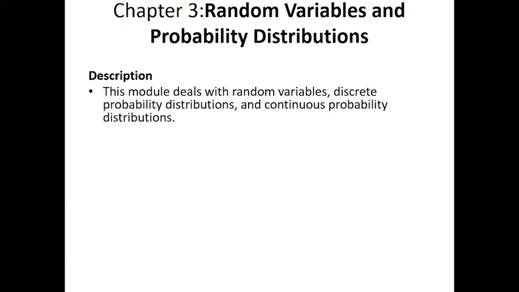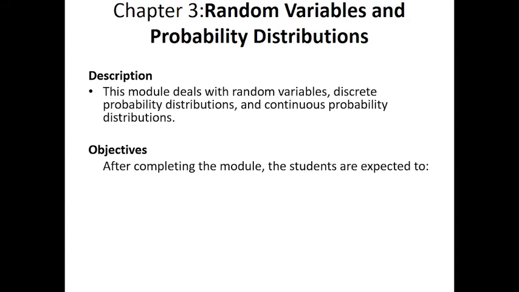For chapter 2, I have already introduced probability and probability rules. So you already have an idea on how to solve the probability of a certain event, no? Given certain conditions. So we now proceed to chapter 3, concerning random variables and probability distributions. It has a connection with chapter 2.